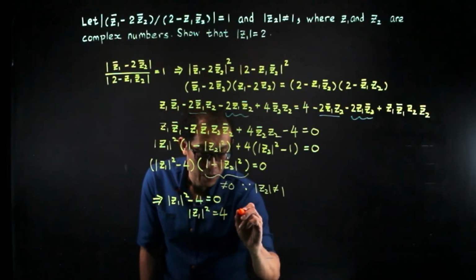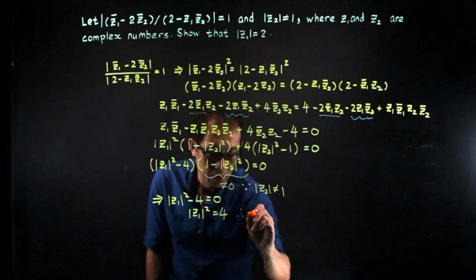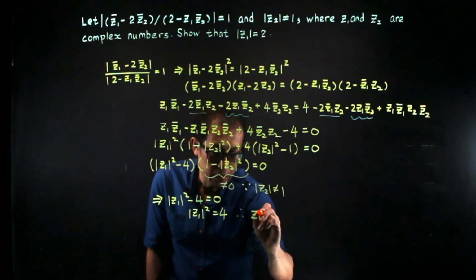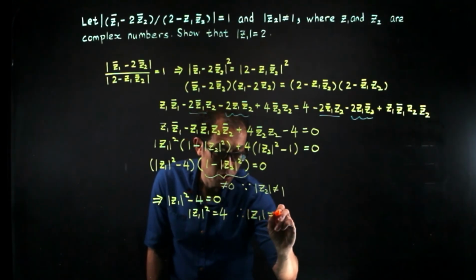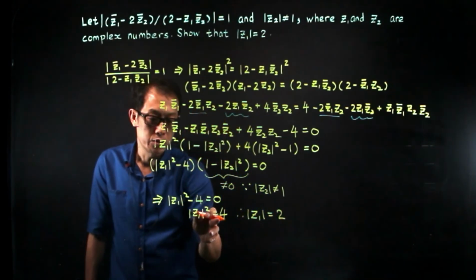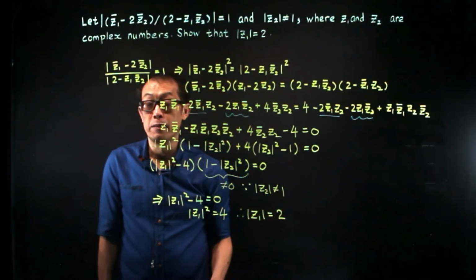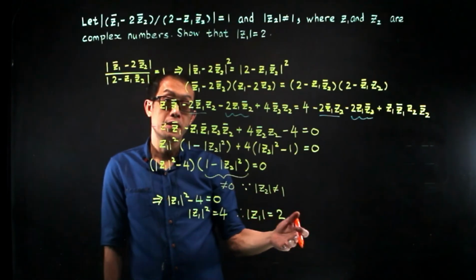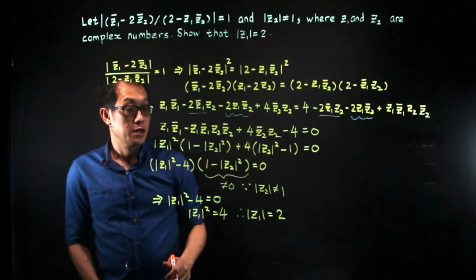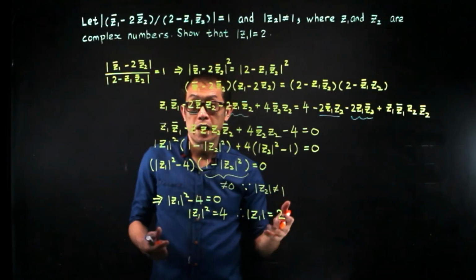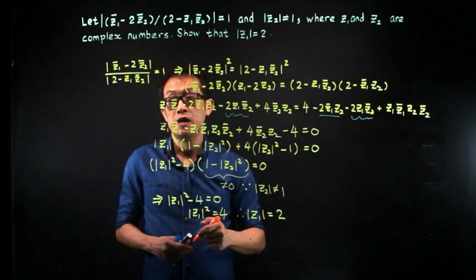All right, therefore the modulus of z1 is equal to 2. Now do a square root, you should have plus minus 2, but because you are doing a modulus, it will not be negative. All right, so we have come to the end of the proof.